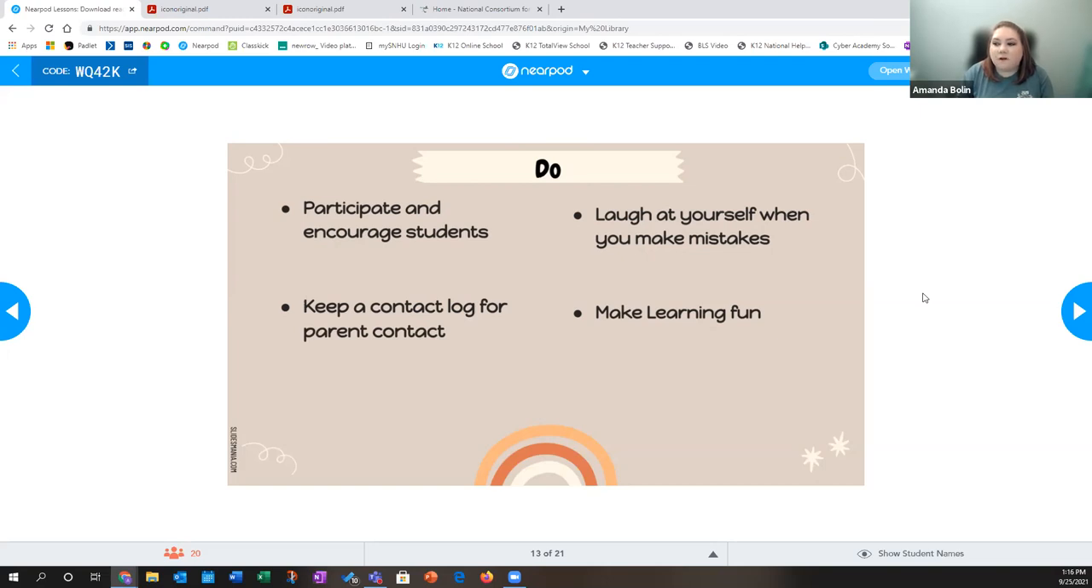Keeping a contact log for parent contact. So anything you contact a parent for, it needs to be written down. Either if you email, then you have track of that. So that's good. But if you're calling a parent or anything like that, you need to keep track of that so that, you know, if something comes about from it, that you can have that to show your administration.